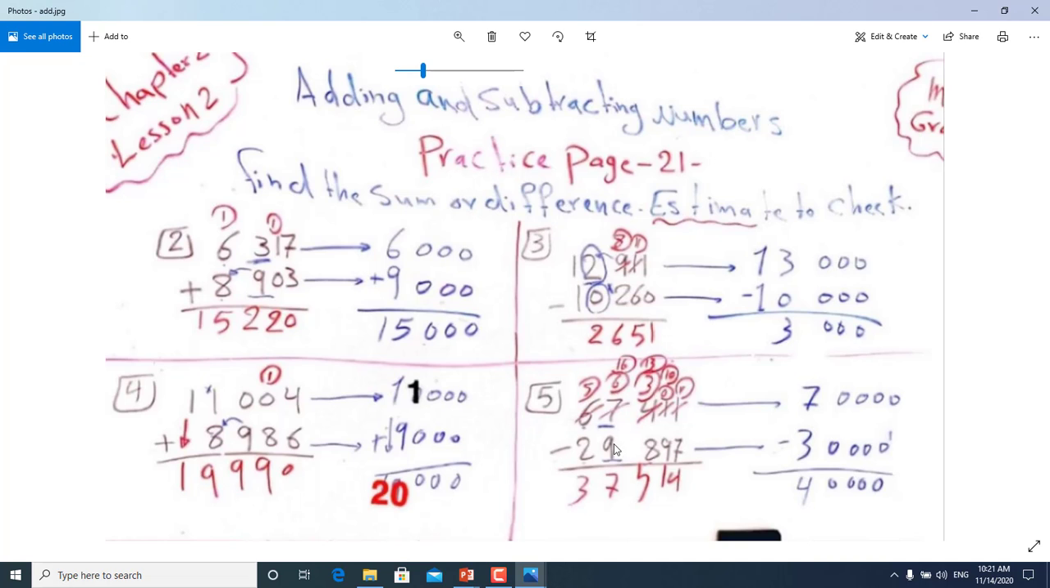And this 6 minus 9, it's also not enough. We take 1 from this 6. This 6 will be 5, and this 6 will be 16 because we take 10. So 16 minus 9, it's 7. 5 minus 2, it's 3.